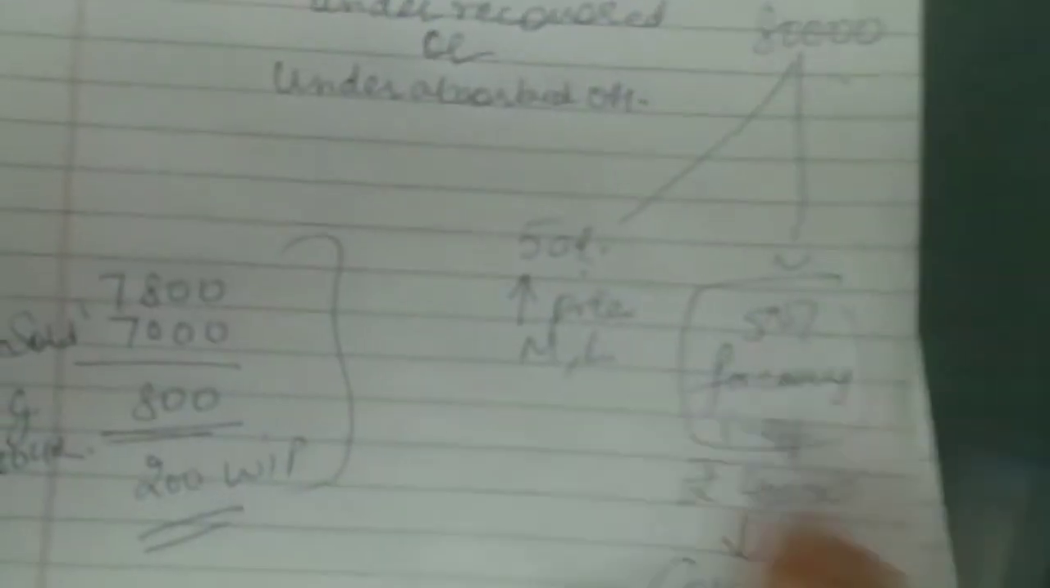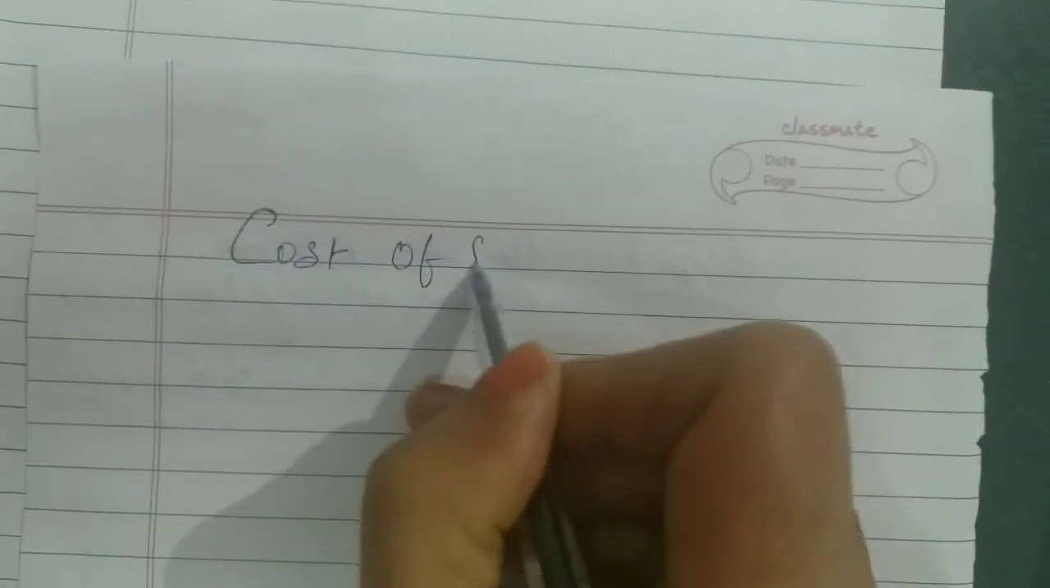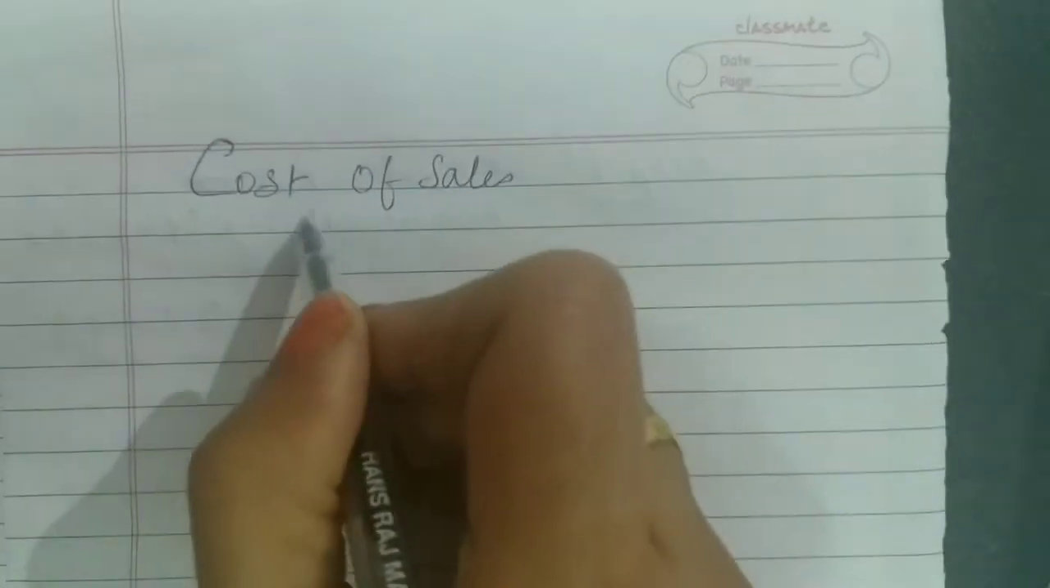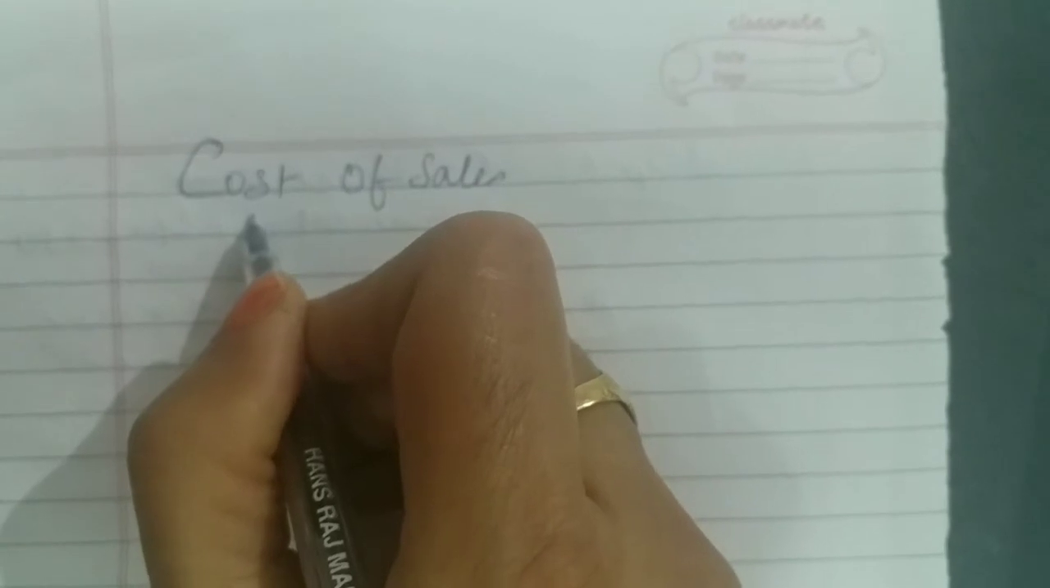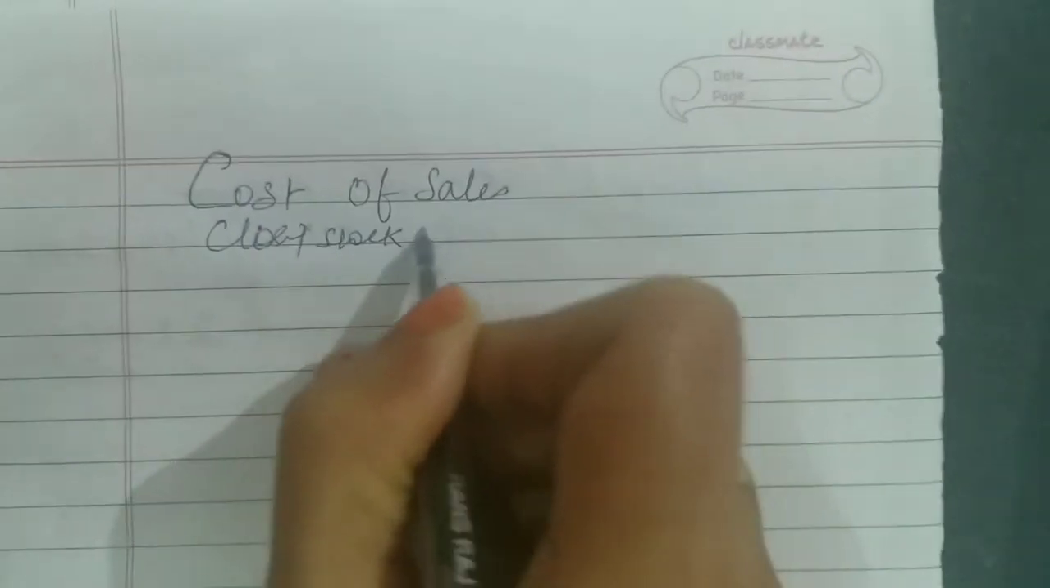So let me put up this data now. It means we were supposed to do three sorts of adjustment. One was cost of sales. Another is to be done to the closing stock of finished goods.